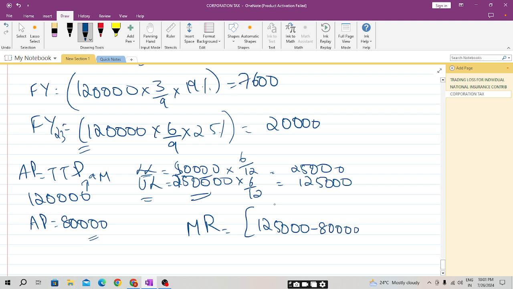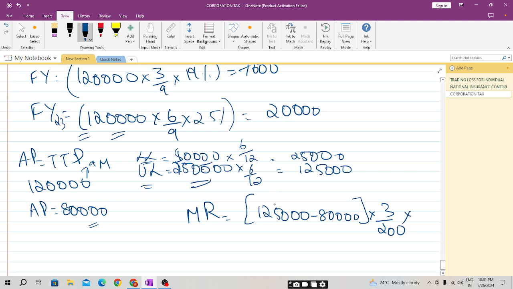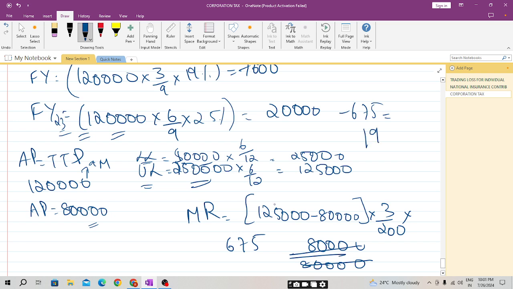Our augmented profits, and our TTP for financial year 22-23 will be only 80,000, students. Please do multiply and see, into 6 divided by 9 is 80,000, divided by augmented profit of 80,000. So this will also give 675. So less 675. This will be 19,325.